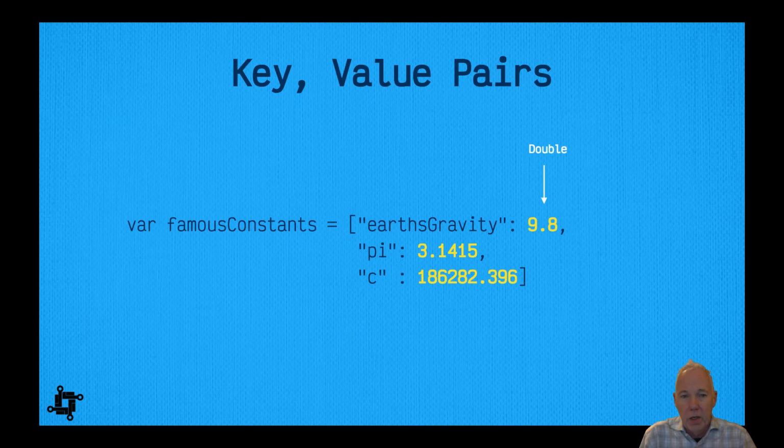So in this case, if I was creating a dictionary of famous constants, if you will, we have Earth's gravity, pi, and c, which is for the speed of light. All of these are the keys. They're all unique. They're all strings. That's all valid. And instead of strings over there, here we have doubles, or floating point numbers, and that's what we have for our values. And again, that's fine as long as they're the same all the way through.